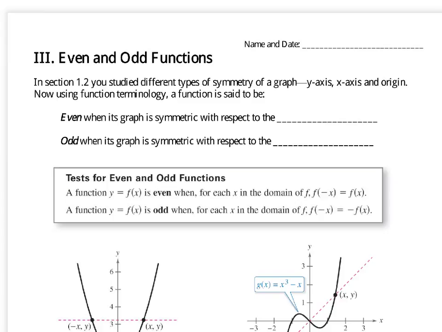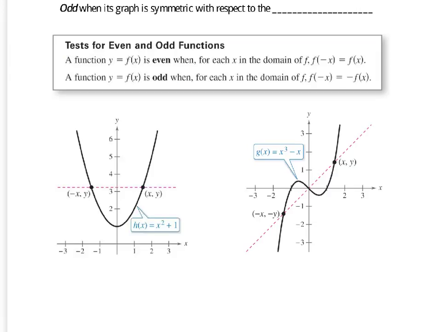In section 1.2, we found symmetries of a graph, and those were y-axis, x-axis, and origin, and now we are going to focus specifically on 2 of those. So when we say a graph is even, we mean it has symmetry with respect to the y-axis. So now y-axis symmetry should be known to you as an even graph, and odd refers to a graph that has origin symmetry. Let's start by looking at example graphs for each even and odd functions.